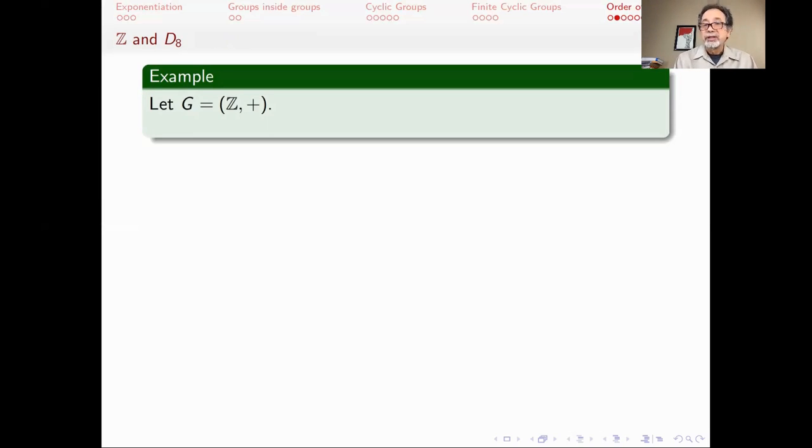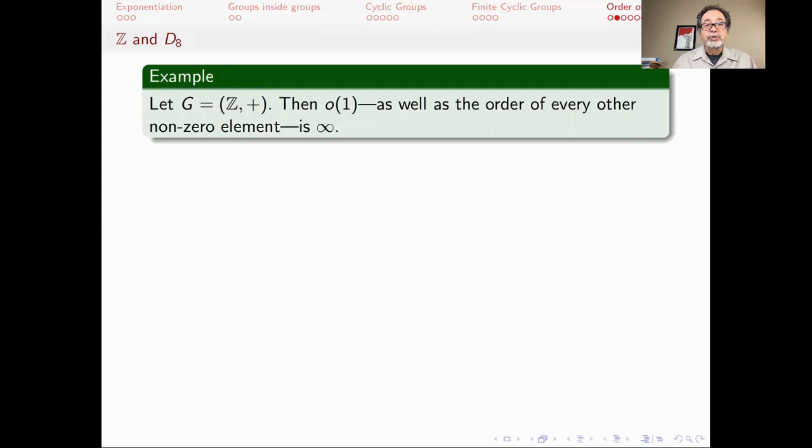Integers with plus. This is an infinite group. Positive integers, negative integers, and 0 with addition. Identity is 0, and we use addition as our operation. The order of 1 is infinite, because 1 plus 1 plus 1 plus 1, no matter how many times you do that, you're never going to get the identity, which was 0. The order of 1 is infinite, as well as the order of everything other than 0. 0 being the identity, its order is 1.